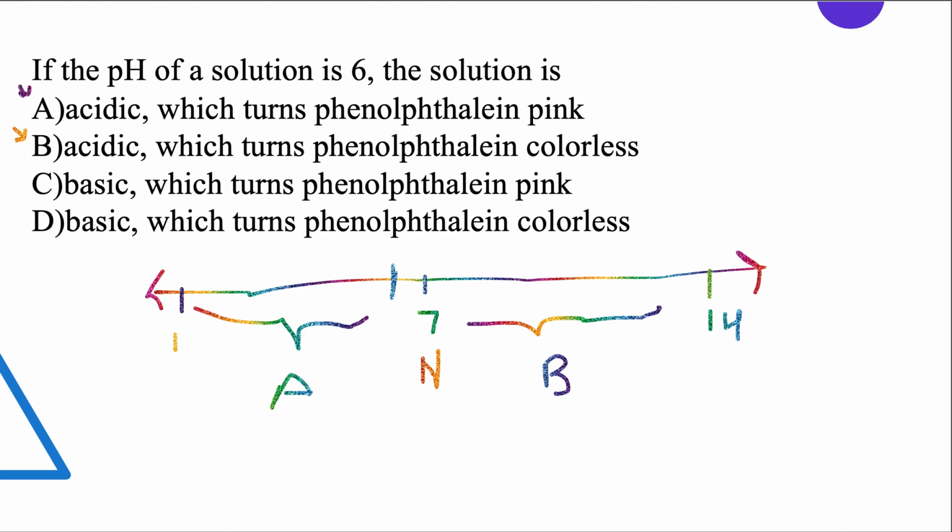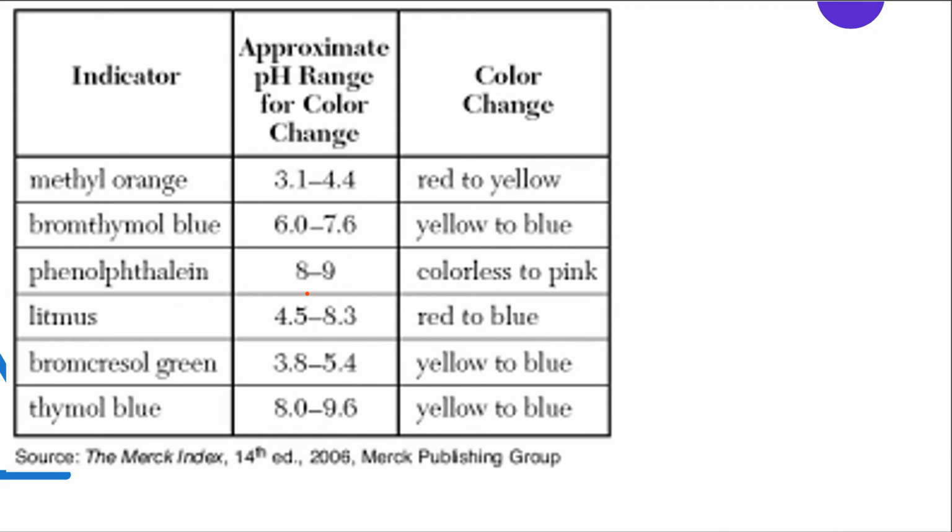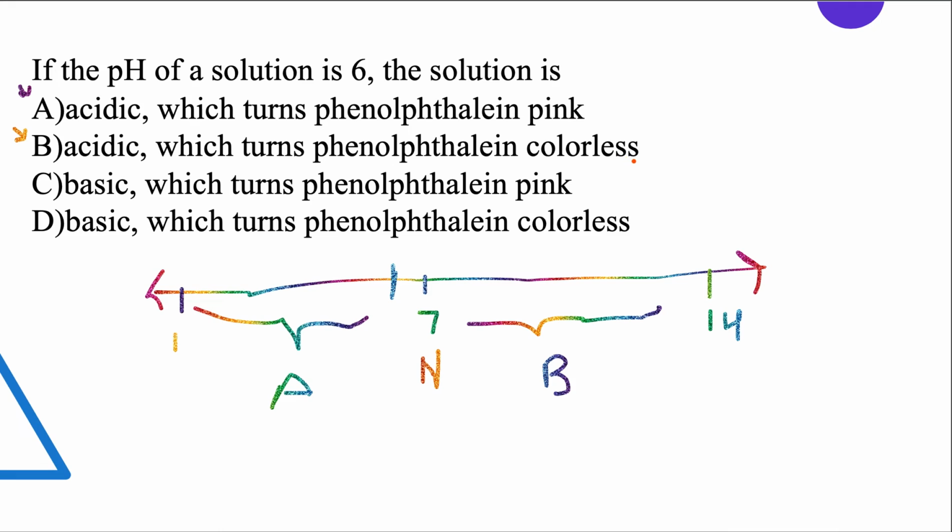Okay? And when we look back here, anything below 8 is going to be colorless. So that means the answer has to be this one right here. So the answer is going to be B, colorless. Okay, so I'll repeat it again. It is a pH of 6, so it's below 7, makes it an acidic solution. And it's colorless, so that means that it's going to be B.